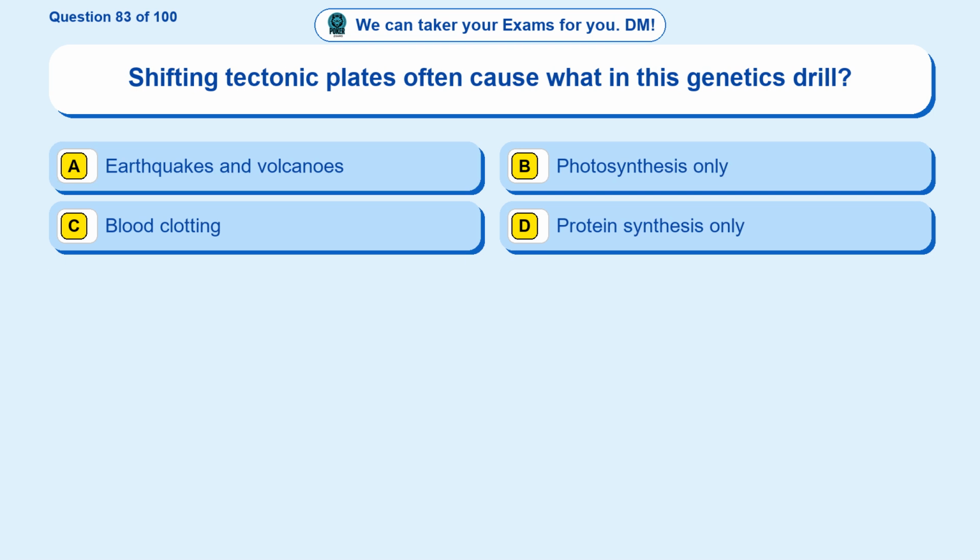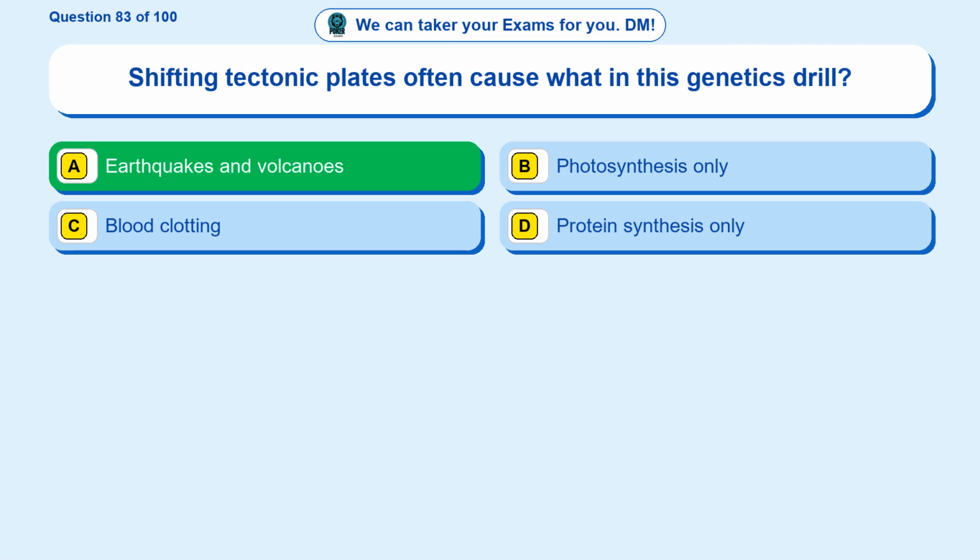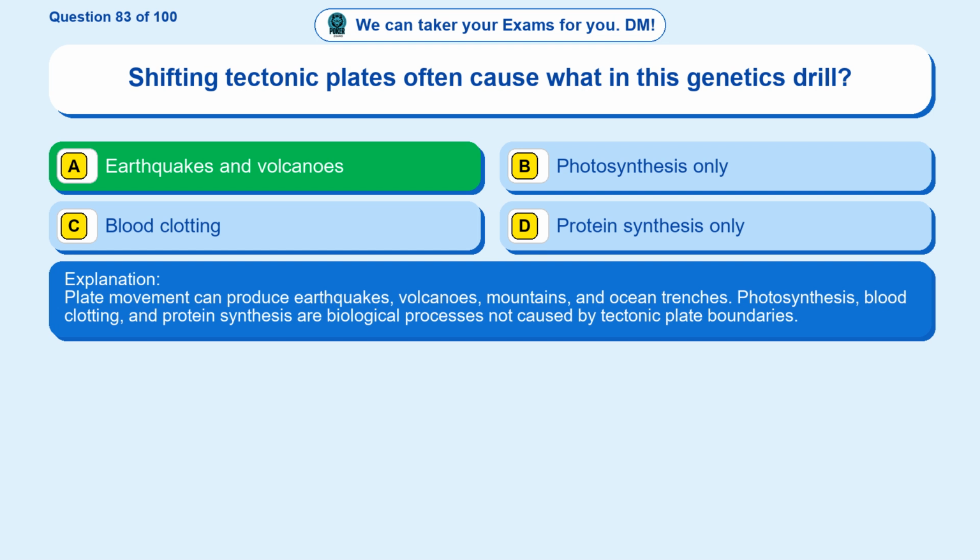Question 83. Shifting tectonic plates often cause what in this genetics drill? Option A, earthquakes and volcanoes. Option B, photosynthesis only. Option C, blood clotting. Option D, protein synthesis only. The correct answer is option A, earthquakes and volcanoes. Plate movement can produce earthquakes, volcanoes, mountains, and ocean trenches. Photosynthesis, blood clotting, and protein synthesis are biological processes not caused by tectonic plate boundaries.